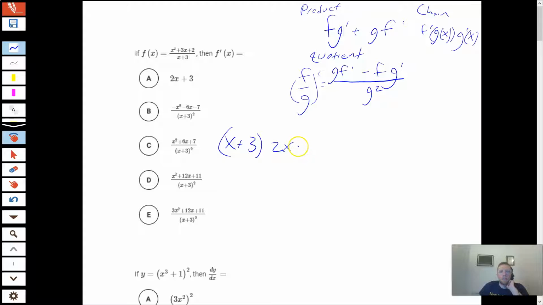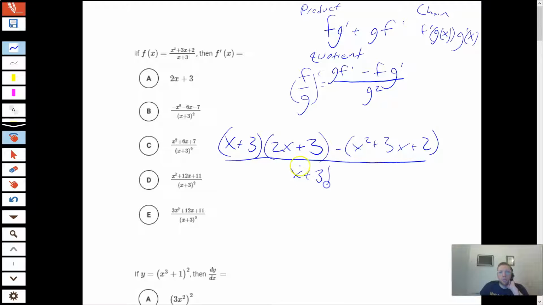And then the derivative of my top, which is 2x plus 3. I use power rule, right? So x squared is 2x, and then the derivative of 3x is just 3, and the derivative of 2 is 0. Okay, so g f prime minus f, which is the top, times g prime, and the derivative of the bottom is just 1, right? So that's convenient for us. And then we should have x plus 3 squared on the bottom according to our model here.